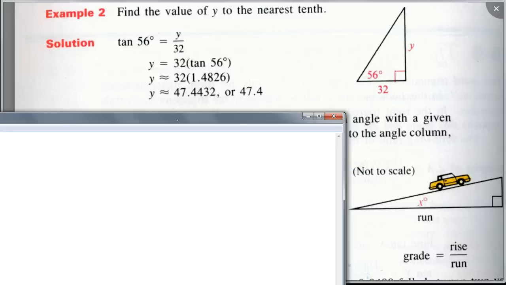On the test, how would you know these values? I'm going to give you the table. I'm not going to ask you to memorize the table. It'll be like the one in the back of the book.